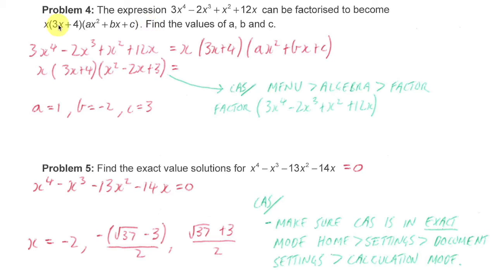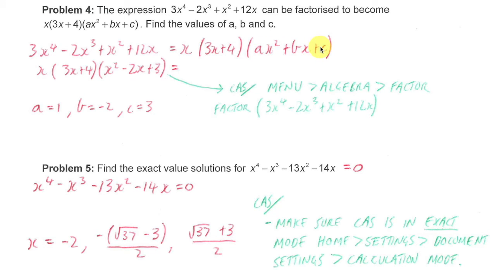So we've got x multiplied by 3x plus 4 multiplied by the quadratic trinomial, where the coefficient of x squared is unknown, coefficient of x is unknown, so too is the constant. So we have to work out what these coefficients and constants are. So basically, we've got the quartic, and it's equal to this. Unknowns A, B, and C.